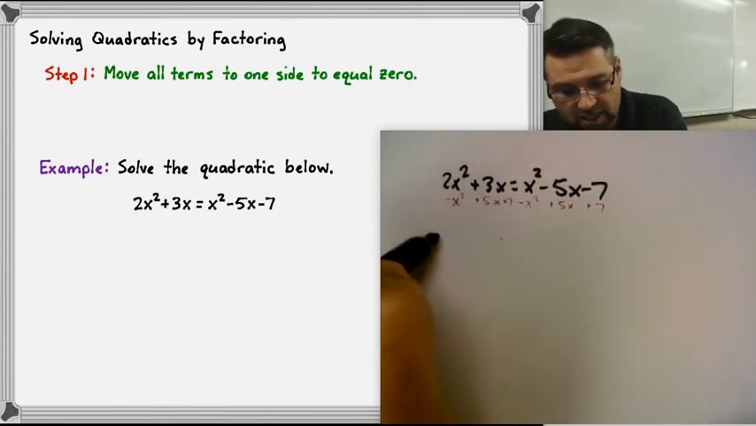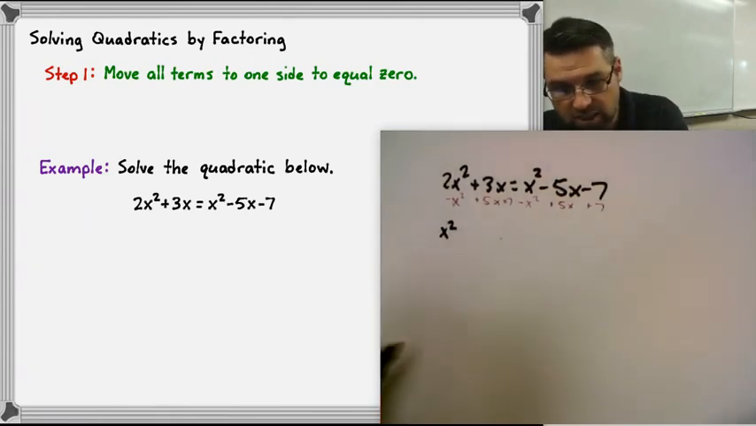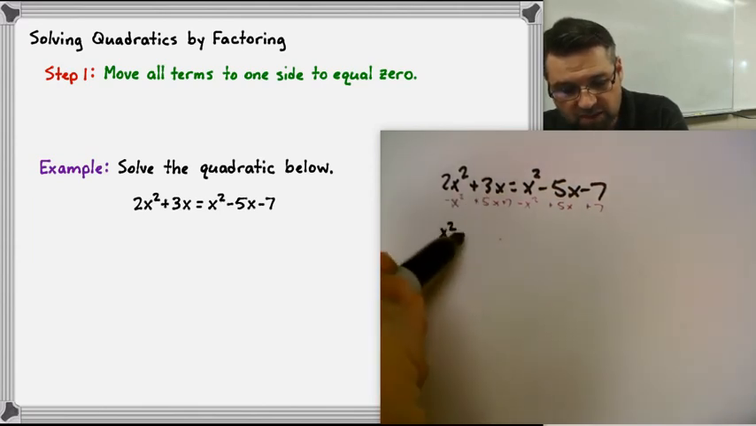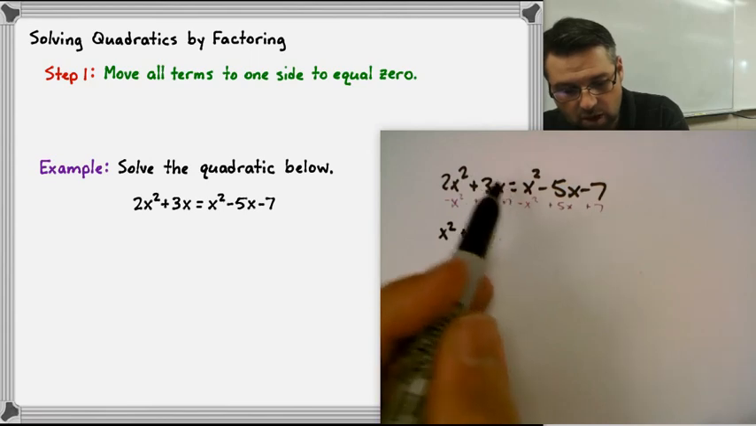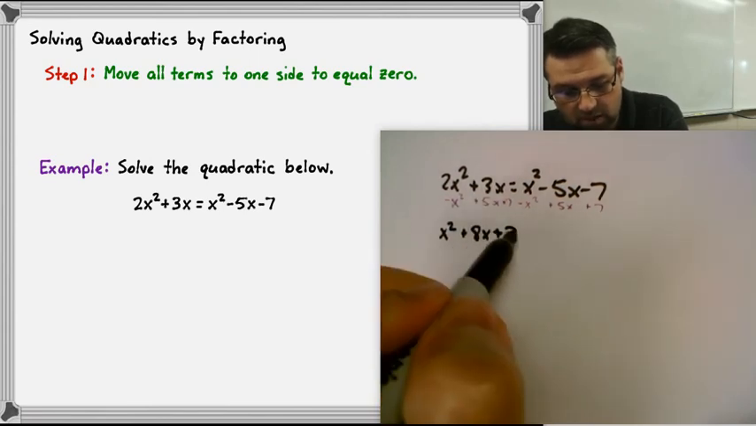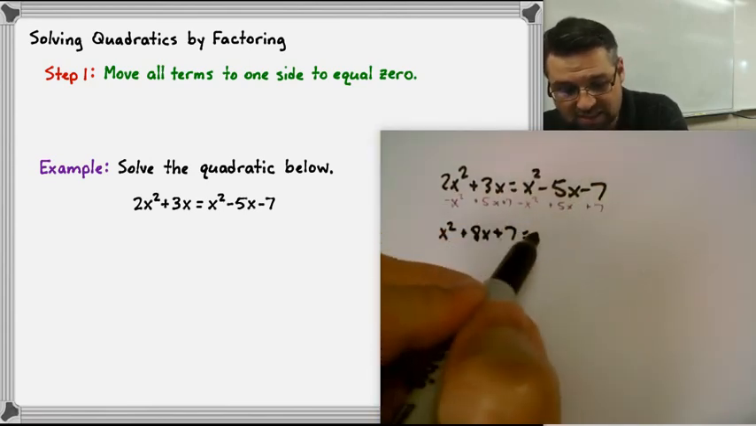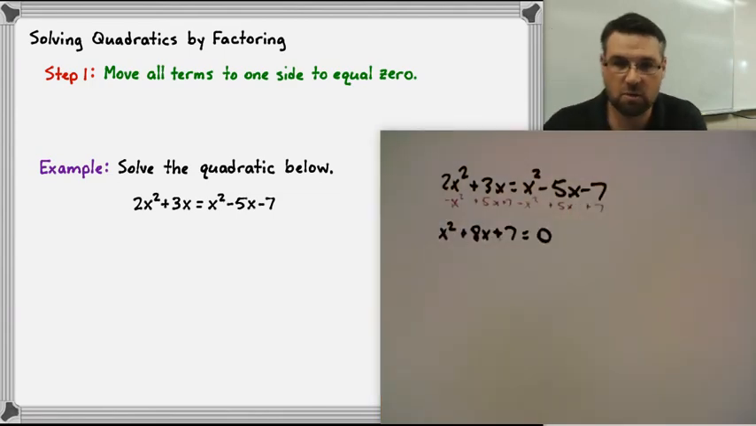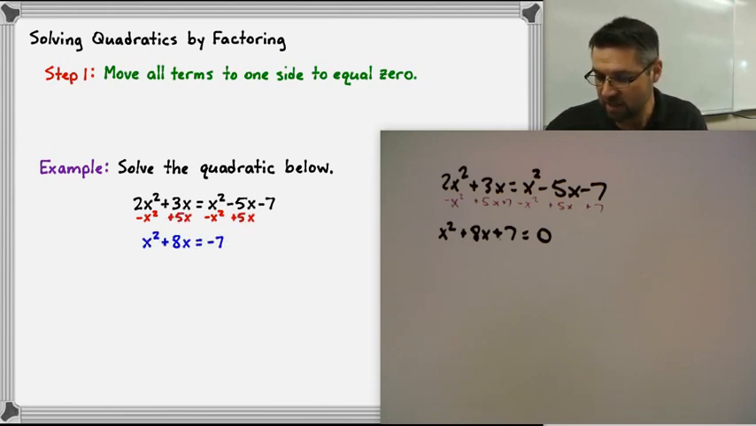2x squared minus x squared is 1x squared. It's just x squared. 3x plus 5x is 8x. And then we have no constant plus 7, so that's plus 7. On the other side, we end up with 0. That all cancels out. And so there we've done it. We've moved everything over to one side. It equals 0. Again, subtracting x squared, adding 5x and adding 7 to both sides gets everything over to one side.